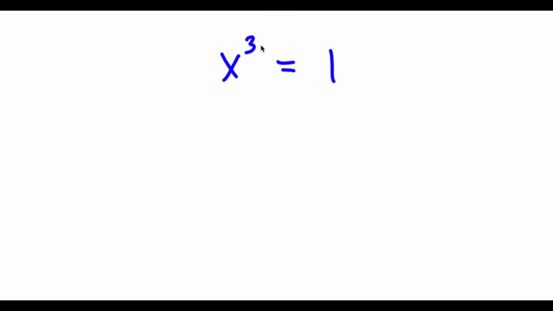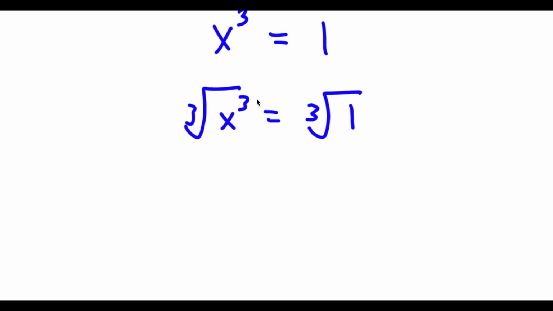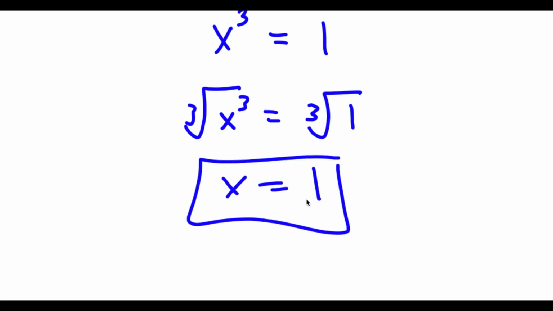Alright, so in this problem, I have x to the power of 3 equals 1. So I'm going to first start by taking the cube root on both sides. So I have the cube root of x to the power of 3, which is x, and the cube root of 1, which is simply equal to 1. So we already have one solution of x.